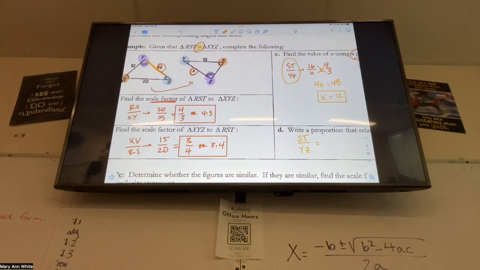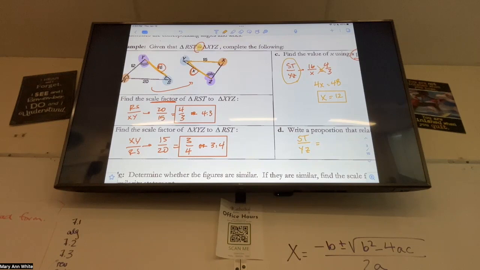X, Y, S, T. X, Y, and S, wait, that's wrong. Okay, R. Should I do the X, Y on top or on the bottom? Y on the bottom, it just feels right. Why does it feel right to put that on the bottom? Because X is... not that X is always on the bottom or on the top.